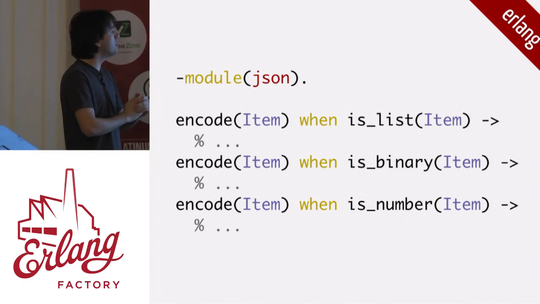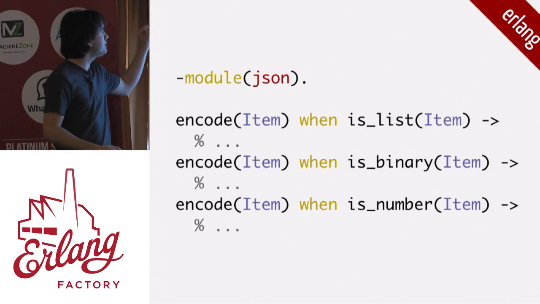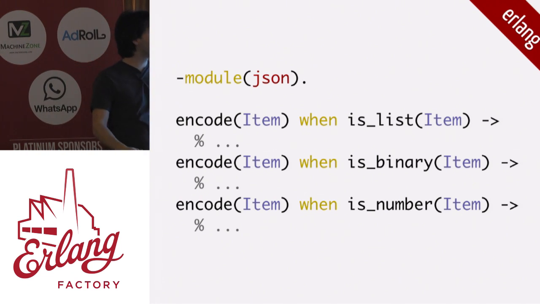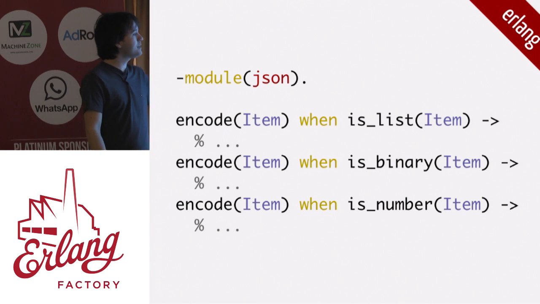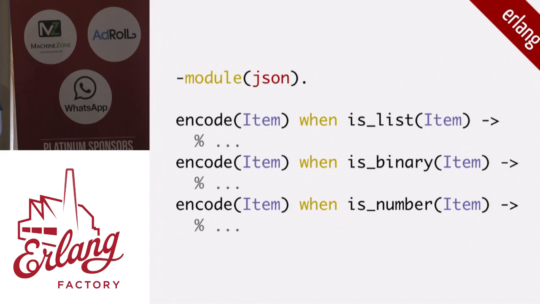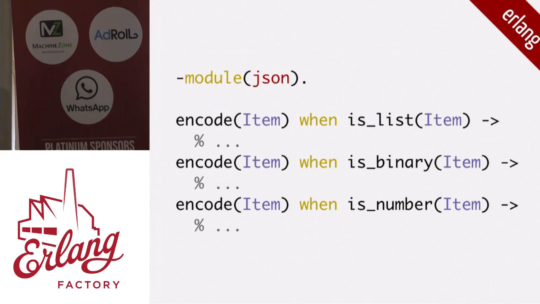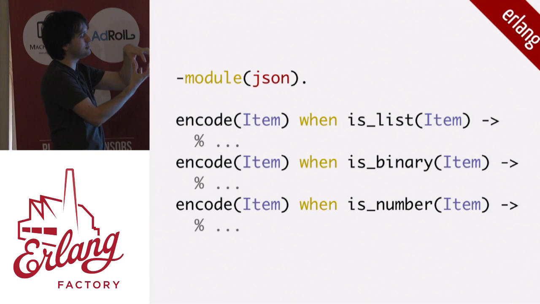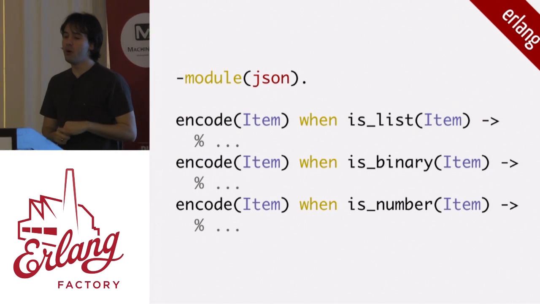So what we do here is that we define a bunch of clauses, right? When I receive an item, and this item is a list, here's how I'm going to encode it to JSON. If I receive an item, and this item is a binary, here's how I encode it, and so on. And the issue with that is that, because all the clauses are packed in a single module, it doesn't really compose.